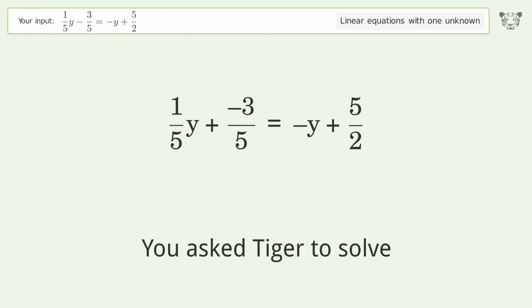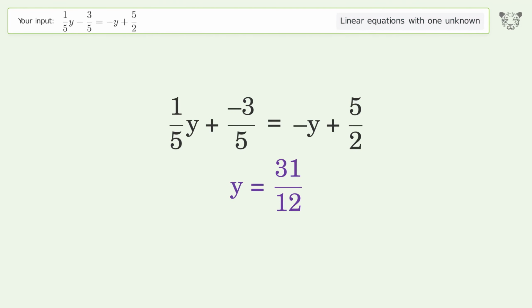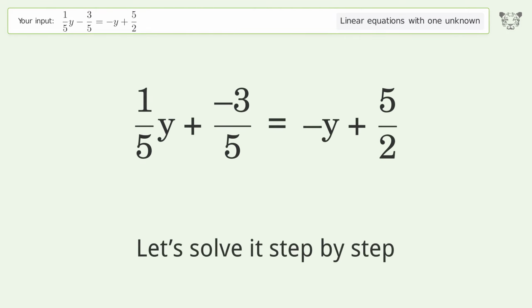You ask Tiger to solve. This deals with linear equations with one unknown. The final result is y equals 31/12. Let's solve it step by step.